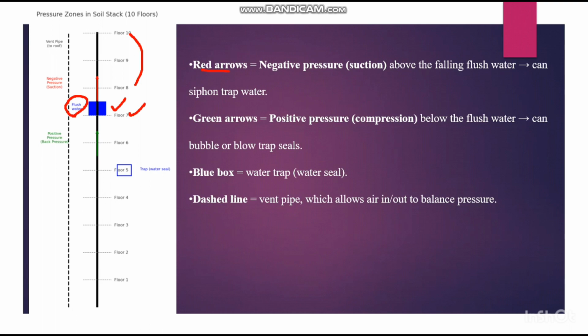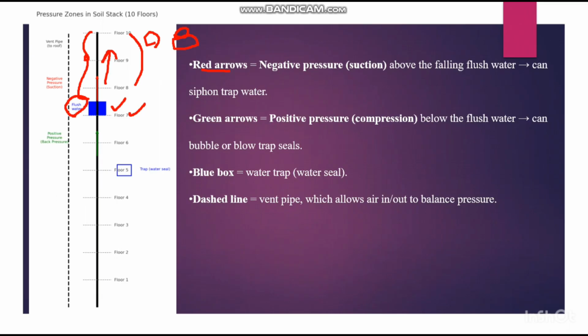The red arrow explained here is the negative pressure. When you flush the water, negative pressure will act from the higher floors, from 8 to 10. Because of the negative pressure, if you have any fixture, for example, let's say you have the water closet, you have the wash basin, you have the floor trap here, for example.